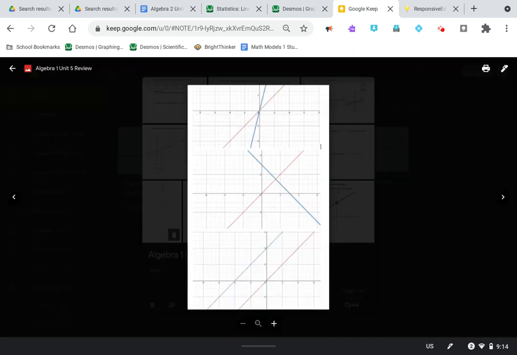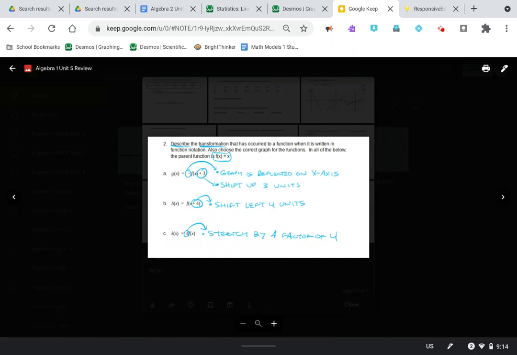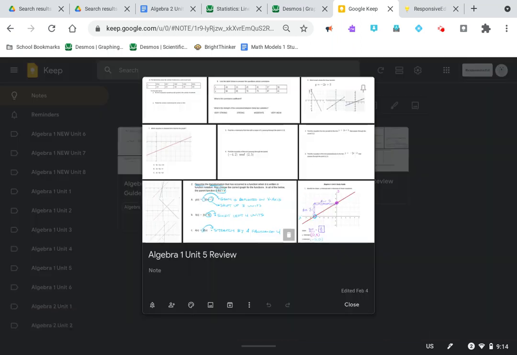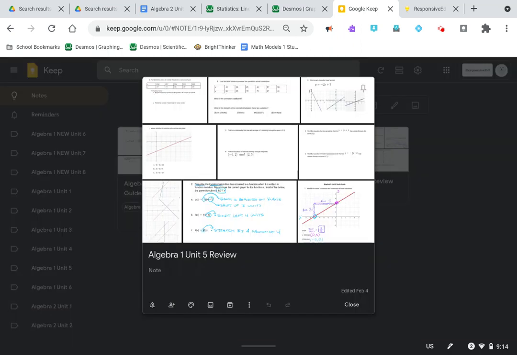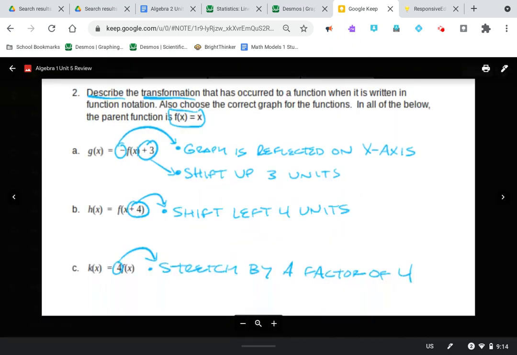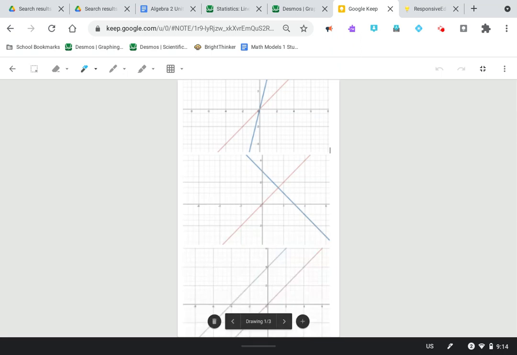And then it wants us to match those with these different graphs. Okay, so we need to find the graph that's been reflected and shifted up 3 units. So let's jump over here and see. Well, for a reflection, we know that it means the graph is going to be going down instead of going up. So the middle graph would be an example of graph A, or g(x). The middle one is going to be g(x) right here.